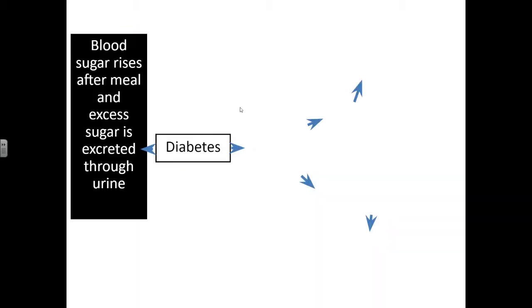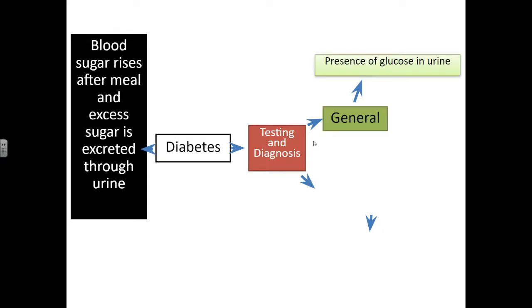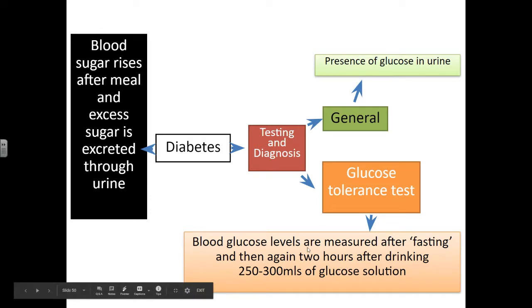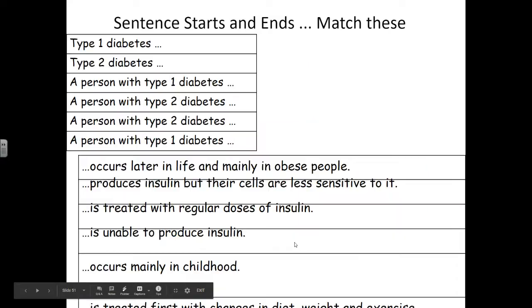Okay, so again, this is just a wee summary of what we learned. Blood glucose sugar rises after a meal, and excess sugar is excreted through urine. For the testing and diagnosis in general for diabetes, the presence of glucose in urine is good. For the glucose tolerance test, blood glucose levels are measured after fasting, so not eating for a while. And then, as I said, you used to have to know the numbers, again, for 2 hours after drinking the solution.